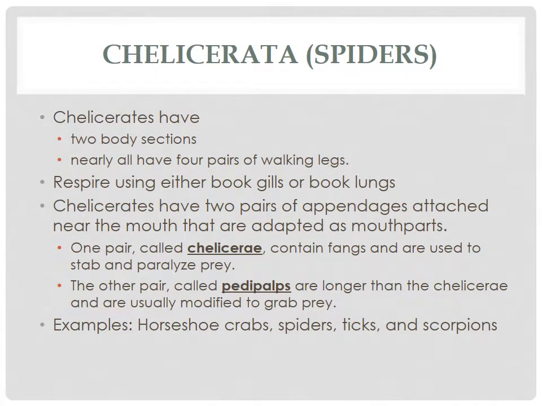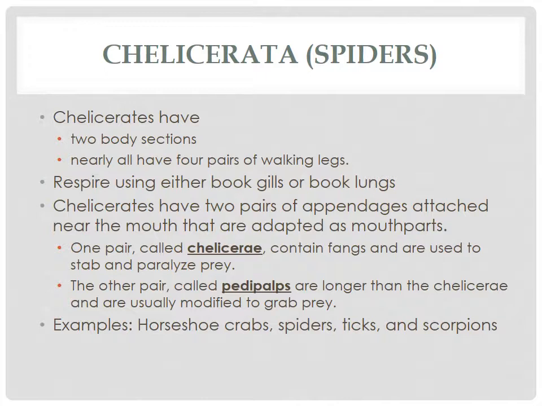The next subphyla are Chelicerata, and this is mainly spiders. When you think of it, think of spiders. Obviously, we could go further and get to arachnids where it's just spiders, but think of spiders when you think of Chelicerata. So Chelicerates have 2 body sections. Nearly all of them have 4 pairs of walking legs and therefore have 8 legs total.